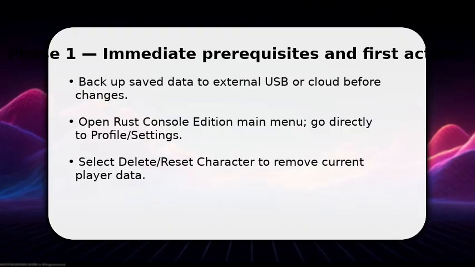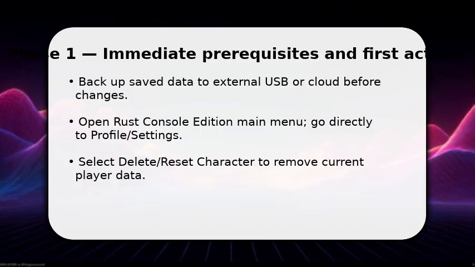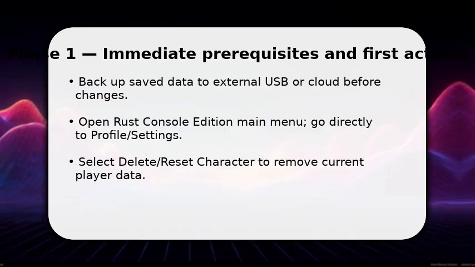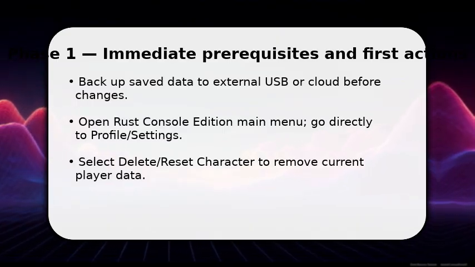You start by protecting progress. Back up your save to USB or cloud. Make sure you have enough free storage. Once done, open Rust Console Edition and go straight to the Profile or Settings section.